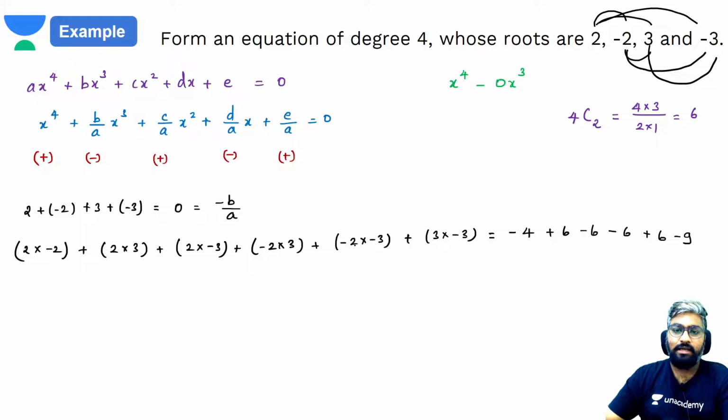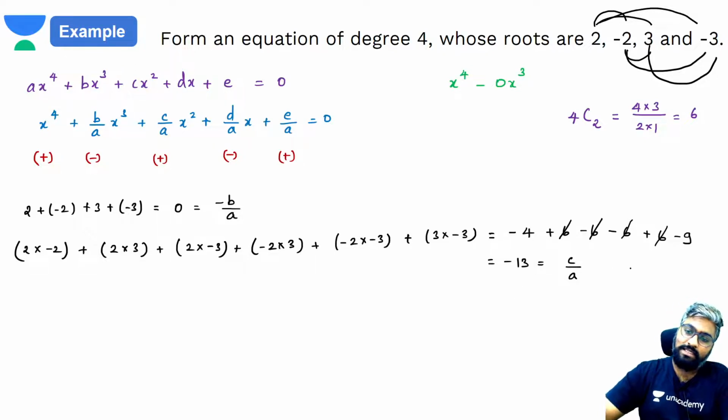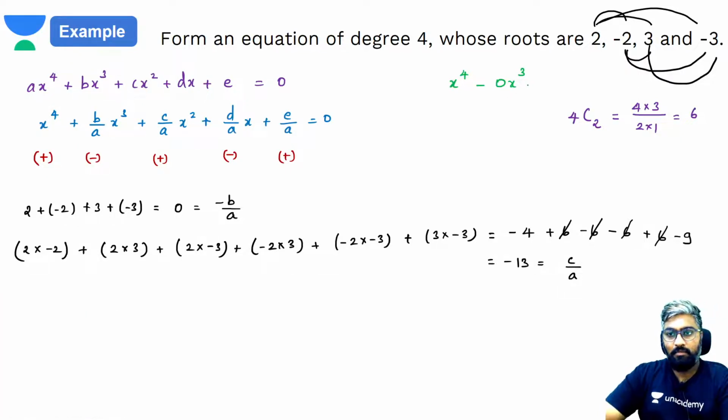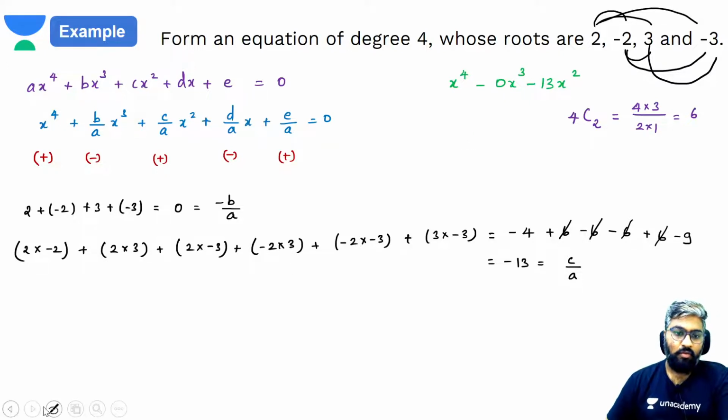So what happened here? Plus 6 minus 6 is gone. Minus 6 plus 6 is gone. Minus 4 minus 9 is minus 13. Yes. Minus 13 is nothing but c by a, positive c by a. So what is c by a? Minus 13. Okay, so let's put that here. Minus 13x square.